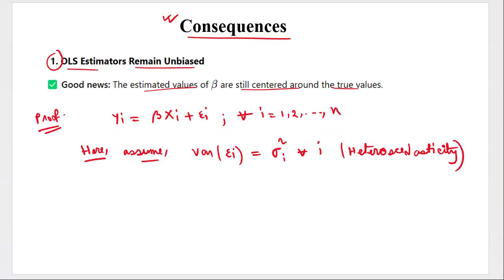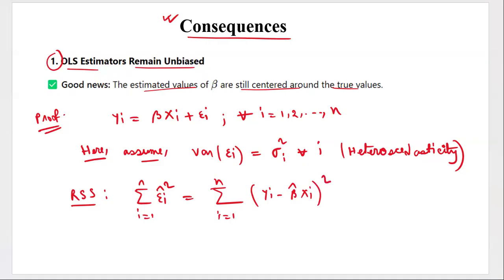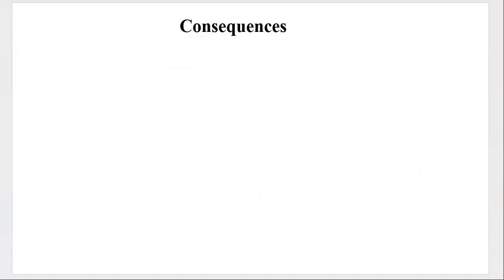Heteroscedasticity is holding. Now what will you do? You find out the residual sum of squares. The process remains the same: summation i from 1 to n epsilon i cap squared. And now what will you do? You will minimize this residual sum of squares with respect to beta cap. So for that, you have to find out the normal equation.